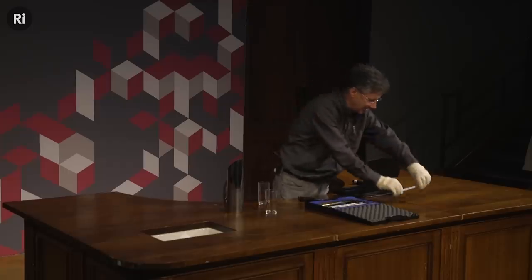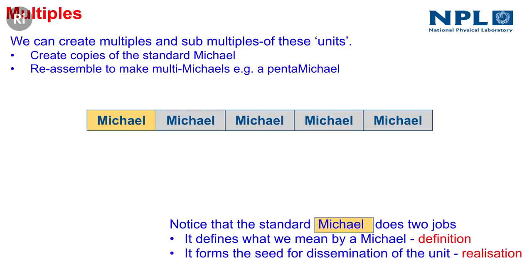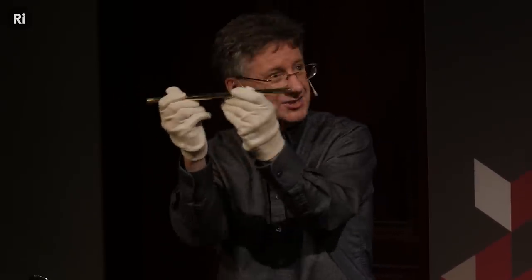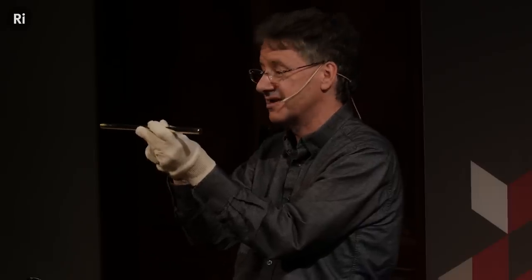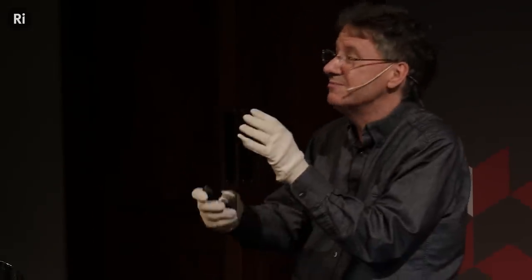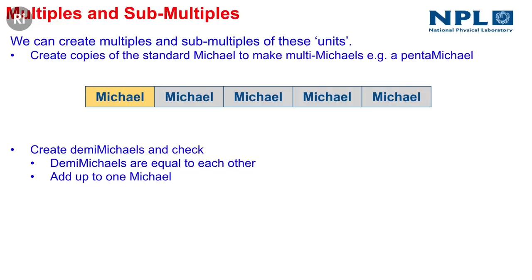So here's a copy, and we can put these end to end like this. You get the idea. And you can do that with masses as well. Now, notice that we're using the standard Michael for two things, and this is a big problem in measurement. This defines what we mean by length. Everything I'm going to measure in the world is in terms of this one artifact. So it's really, really precious, and I'd like to put it in a safe and leave it alone. But I can't. Because it defines the system, I've got to keep taking it out when I want to make fresh copies. So it's both defining what we mean by length, and it's the seed for the dissemination, the realization, as it's called.